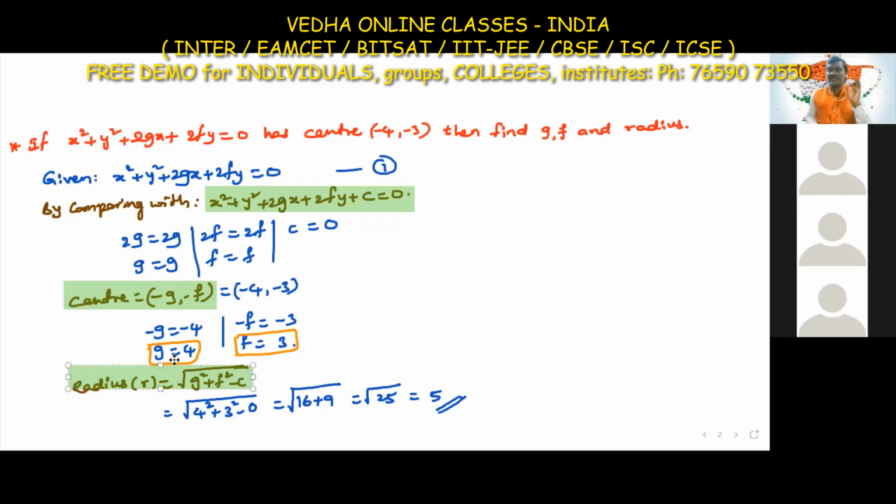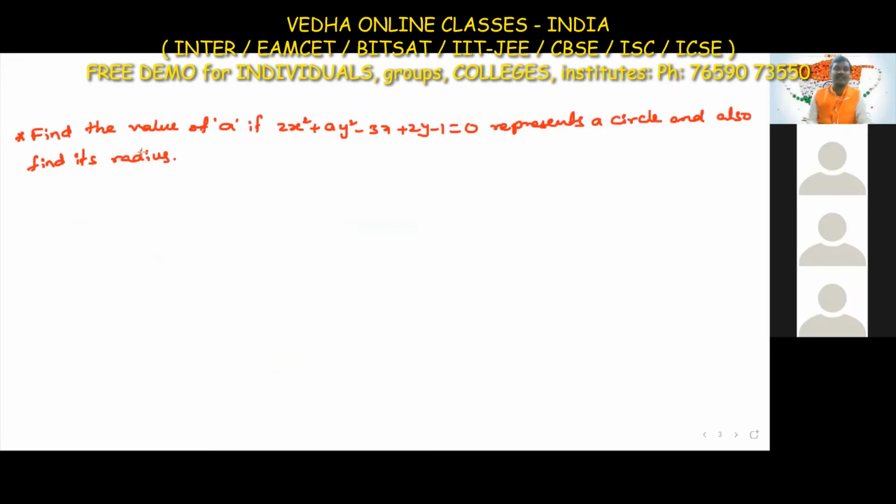In circles and system of circles, for each and every problem, most of the questions are based on these concepts only: general equation, center, radius. So we will use them for the maximum of the questions. Now let's go to the next question. Find the value of a if 2x square plus ay square minus 3x plus 2y minus 1 equal to 0 represents a circle, and also find its radius.